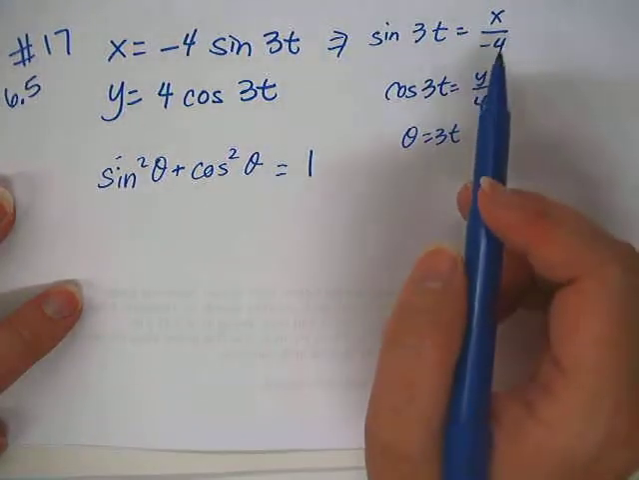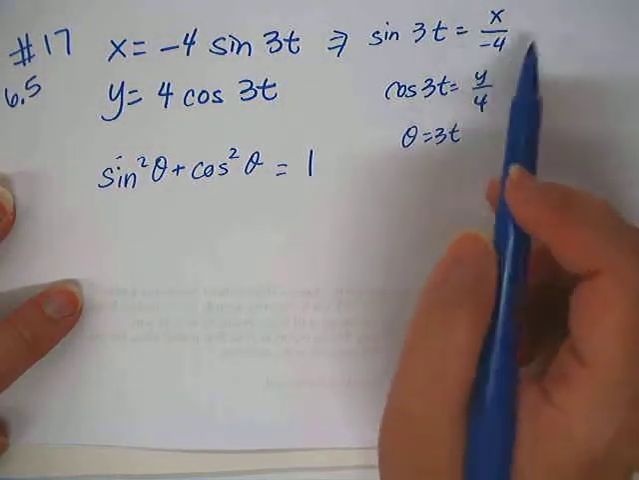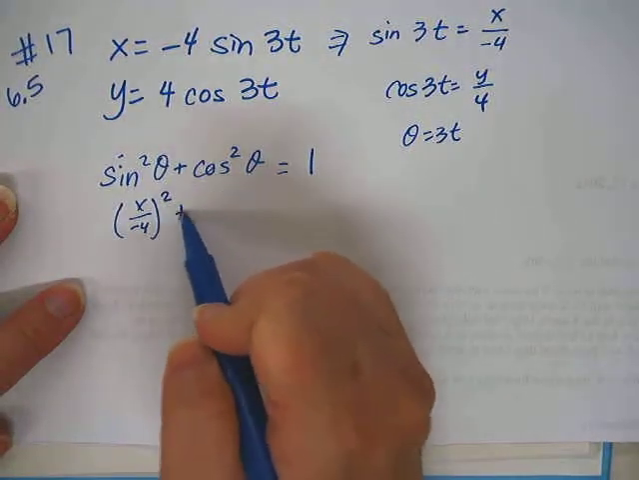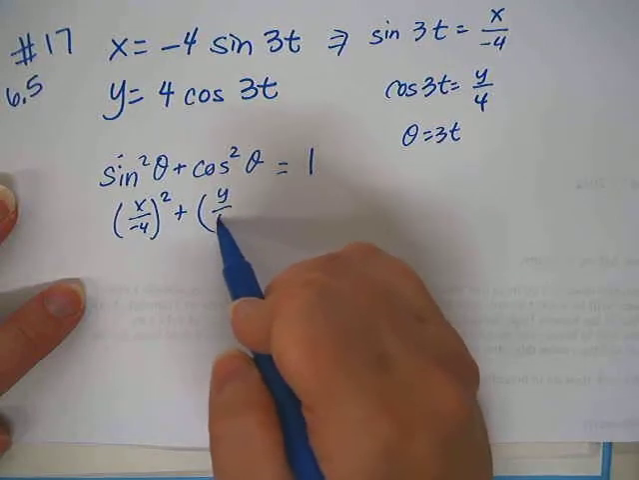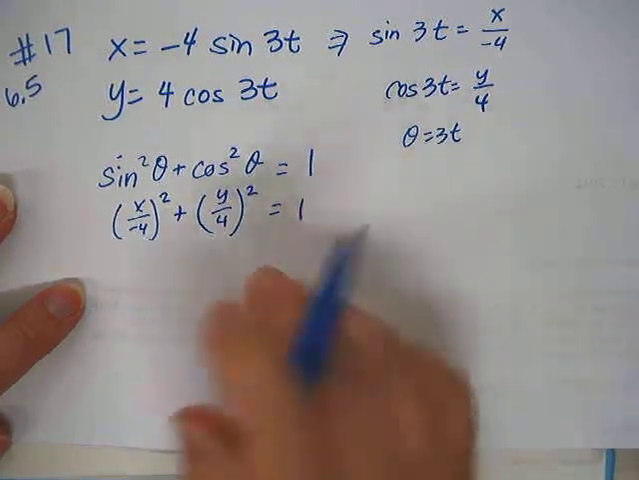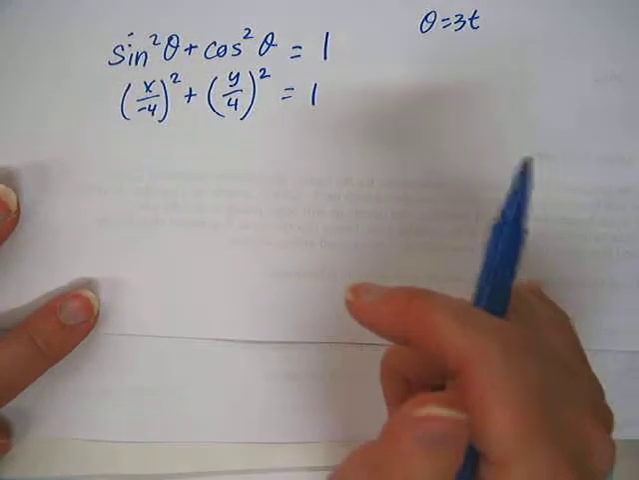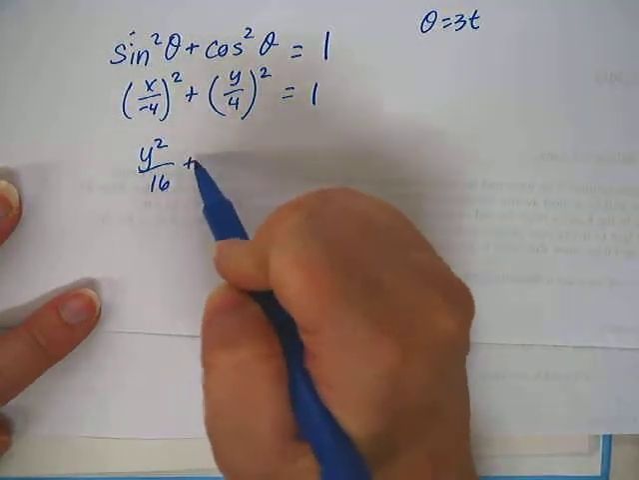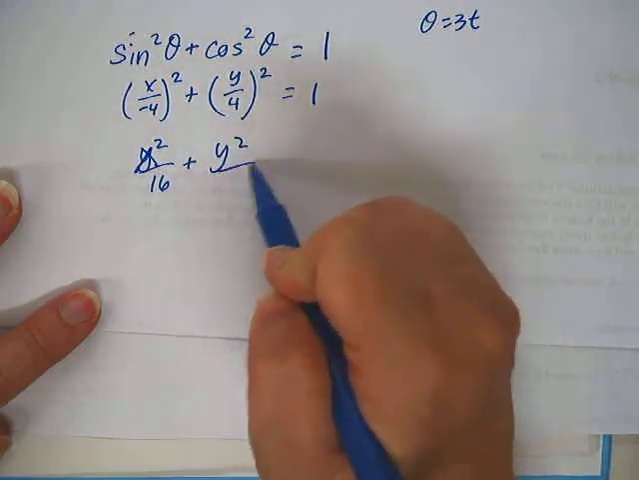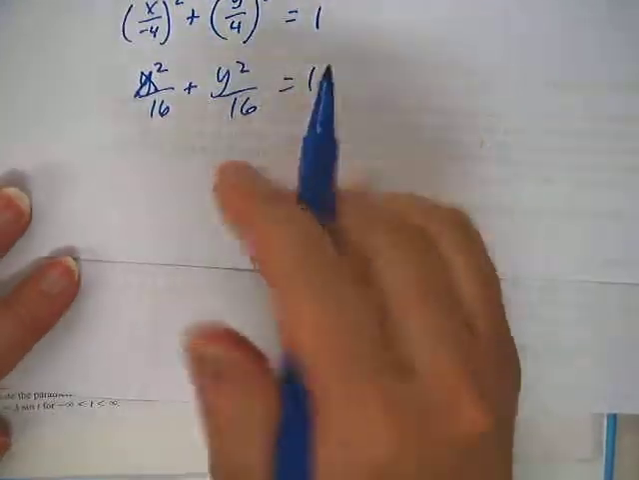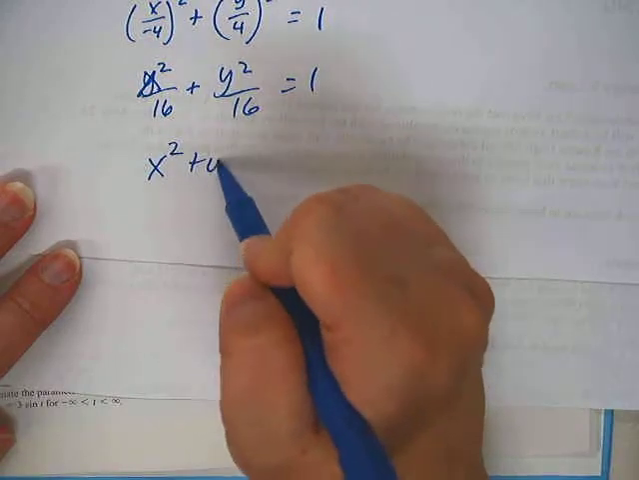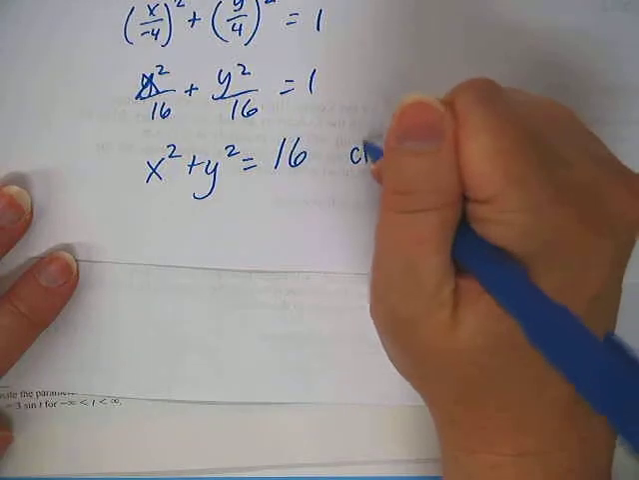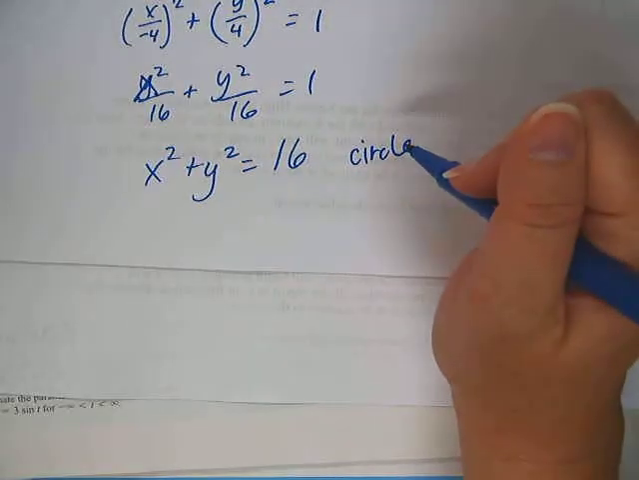So for x and y, we can plug this in for sine, so x over negative 4 squared, and for cosine, y over 4 squared. And of course, when you square a 4 or a negative 4, it doesn't matter. It ends up being 16, right? Oh, that should be x. So then that can be rewritten as x squared plus y squared equals 16. And what shape is that? That is a circle with radius 4.